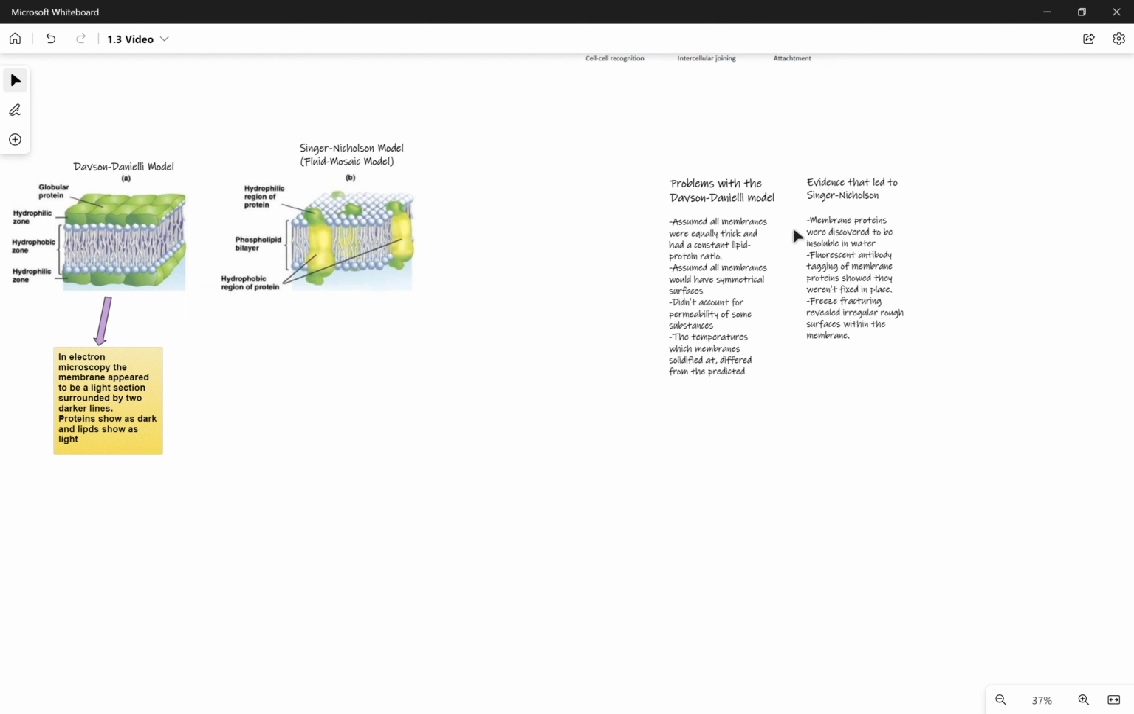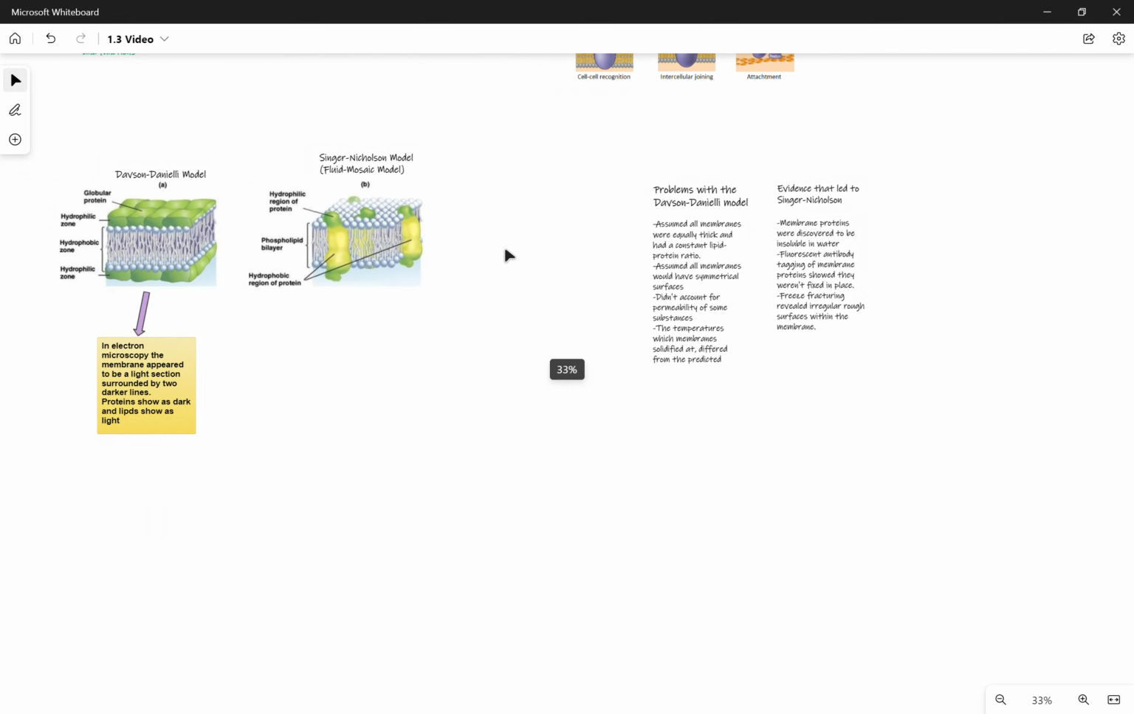The evidence that led to the Singer-Nicolson model being proposed were that membrane proteins were discovered to be insoluble in water, making them being on the outside very unlikely in a water-based environment. And also fluorescent antibody tagging of membrane proteins showed they weren't fixed in place. And freeze fracturing revealed irregular rough surfaces within the membrane. So freeze fracturing is cutting the membrane in half. And that showed that it was not uniform protein placement.